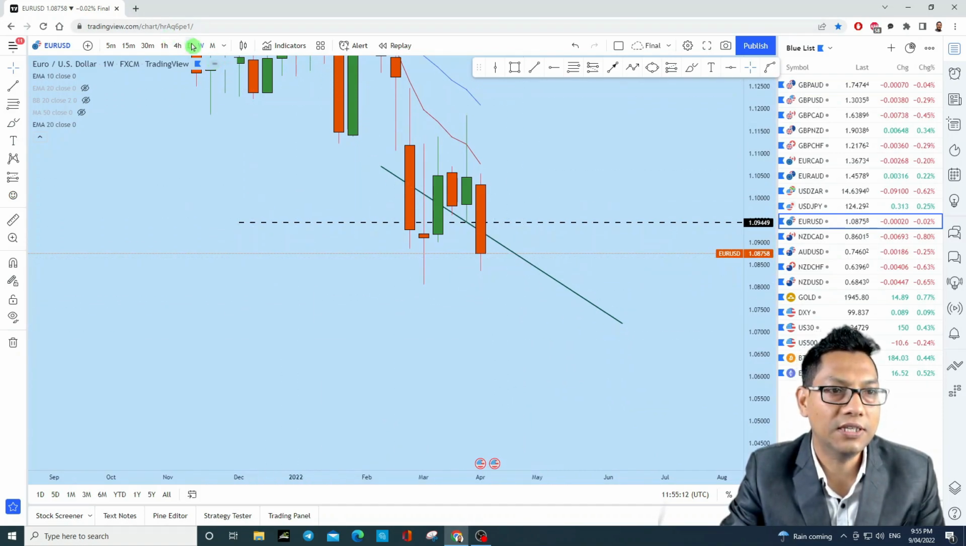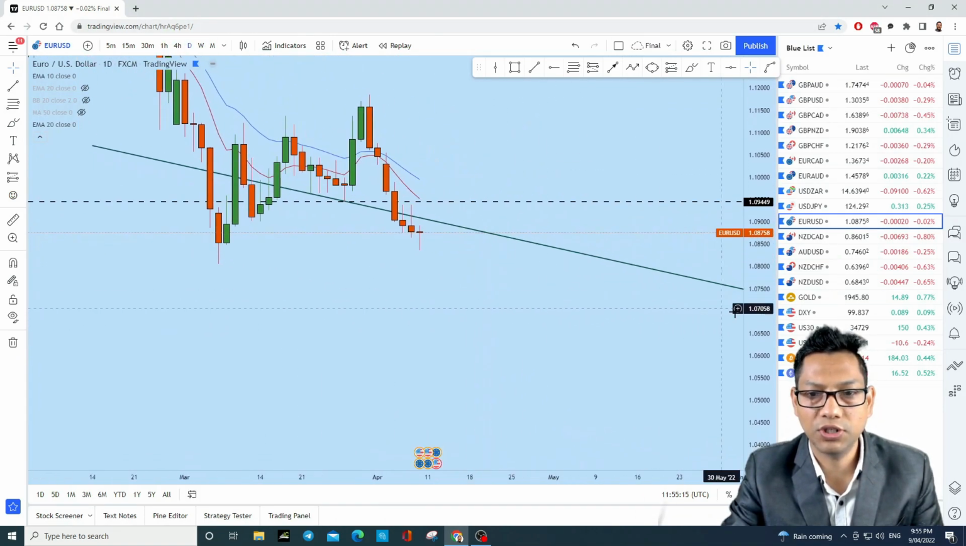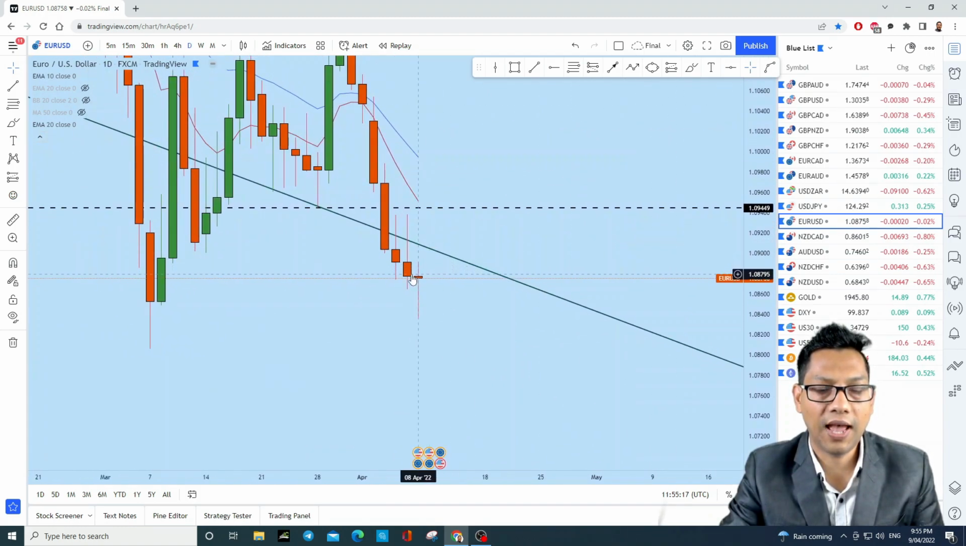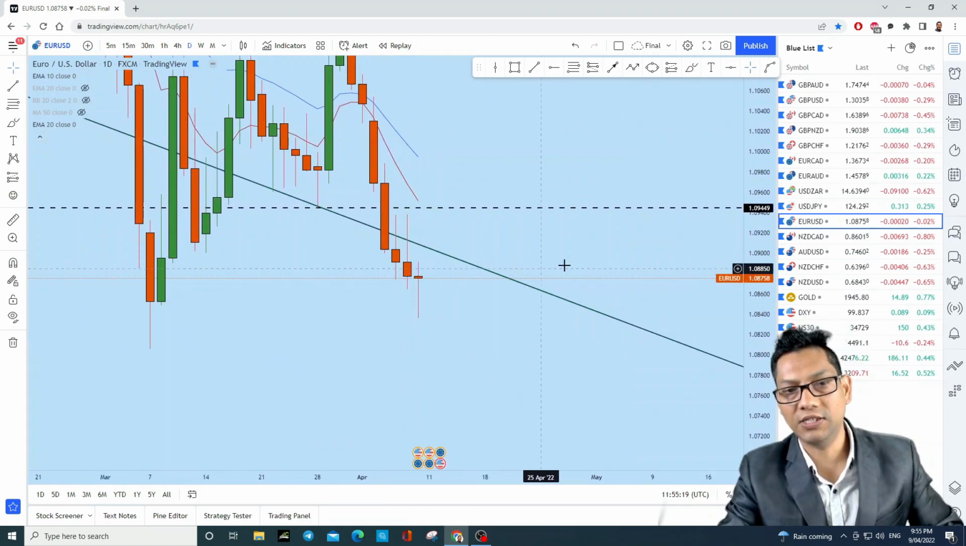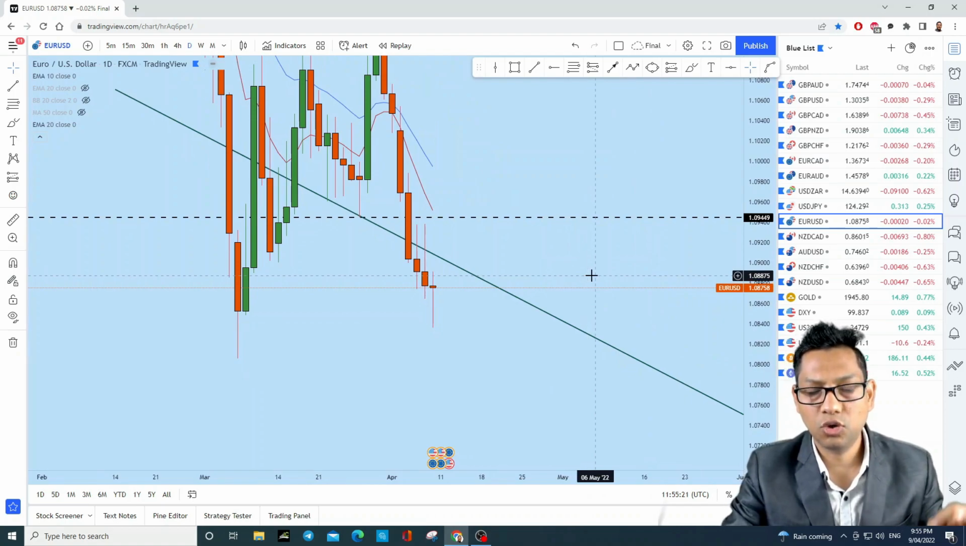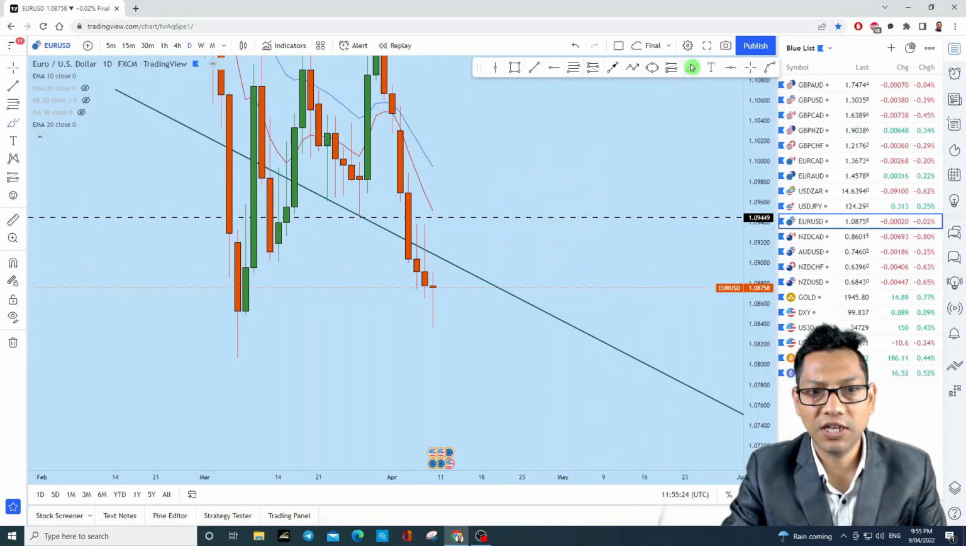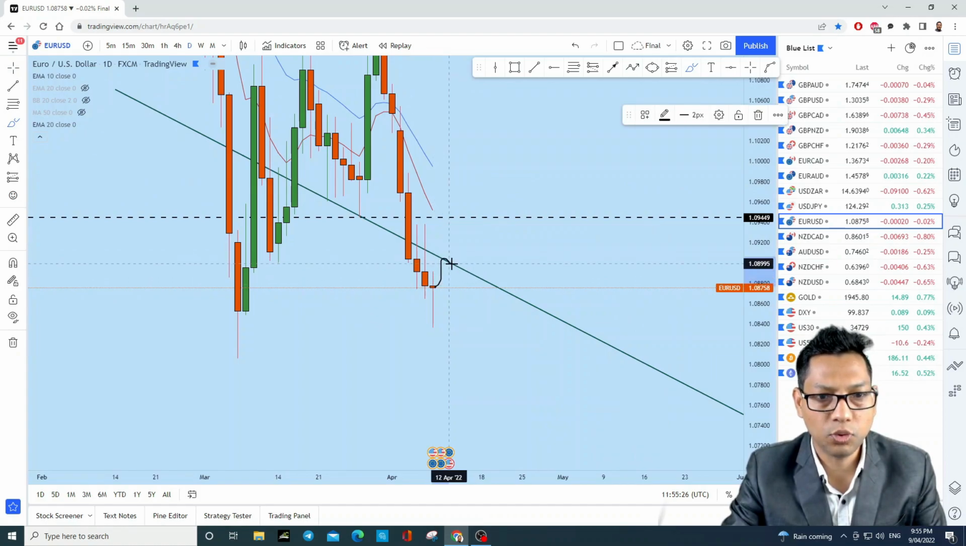So let's see how the daily is doing. Now this is the situation with the daily. You see the last day of the trading week created this doji candle. Now there are two possible scenarios. The first scenario is Euro Dollar will rise up to this level, test this support as a resistance, and drop from here. Another possibility is that it will create a green candle up to this level, maybe with a long wick like that, and then drop from here.